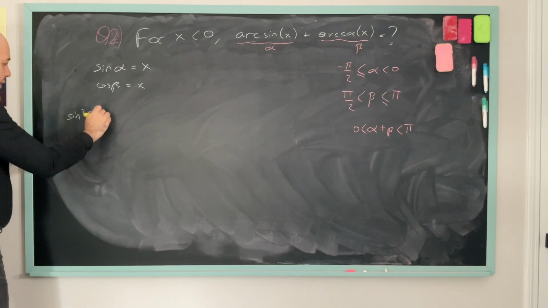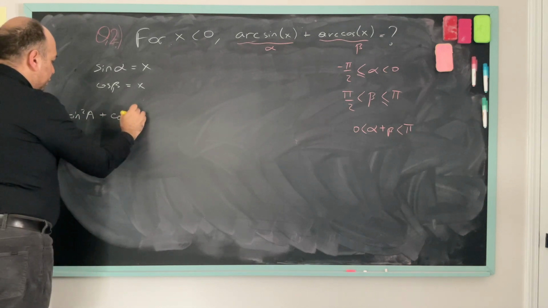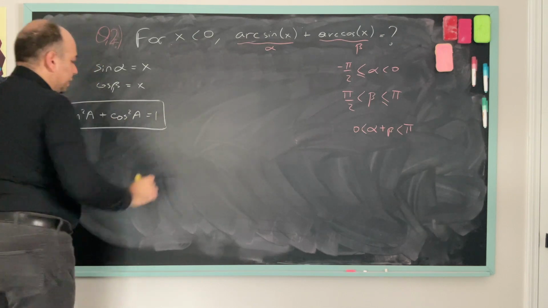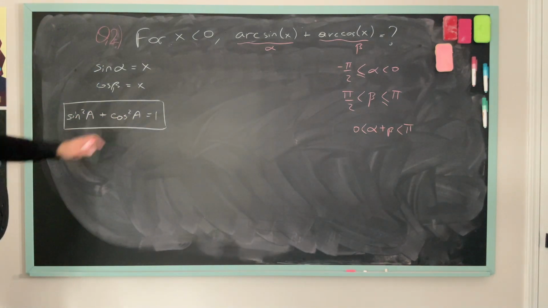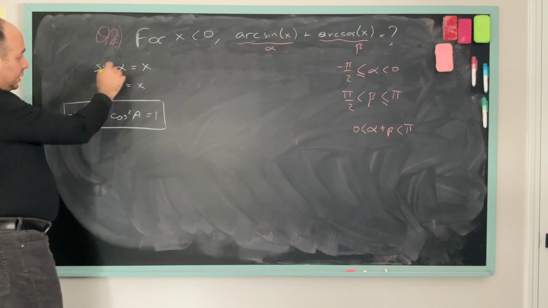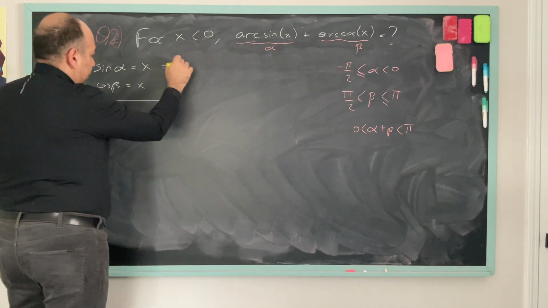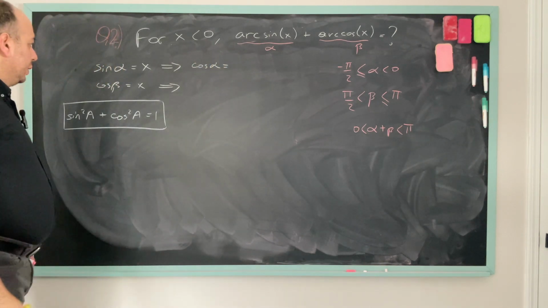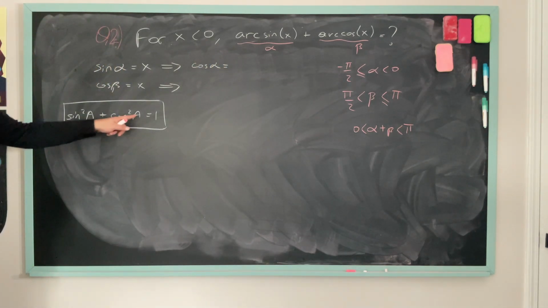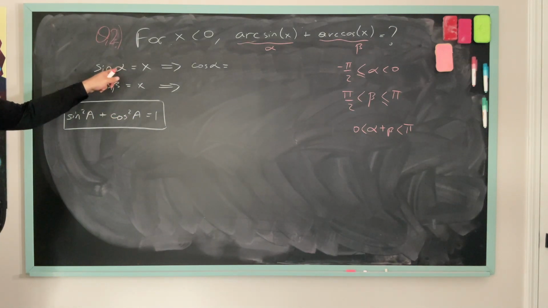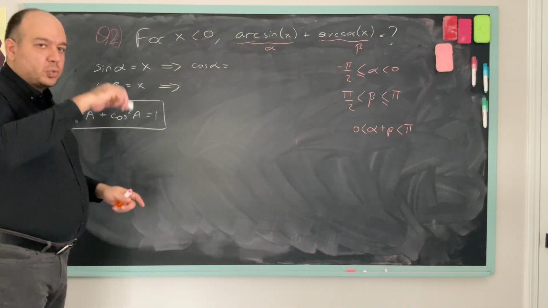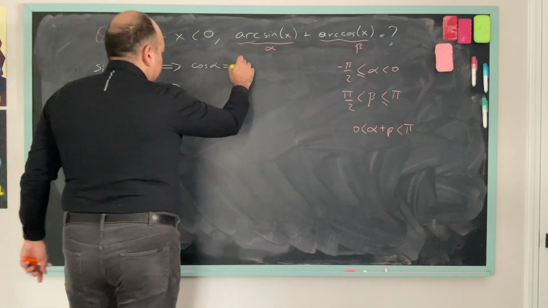At this point I want to remind you of a really nice identity. So sine squared a plus cosine squared a is equal to 1, where a is a real angle. It's one of the identities in trigonometry we use a lot, right? So using this, I want to find cosine alpha and sine beta. So cosine alpha is going to be equal to, if I use this identity, 1 minus sine squared of this angle here. So it's going to be plus or minus the square root of 1 minus x squared.